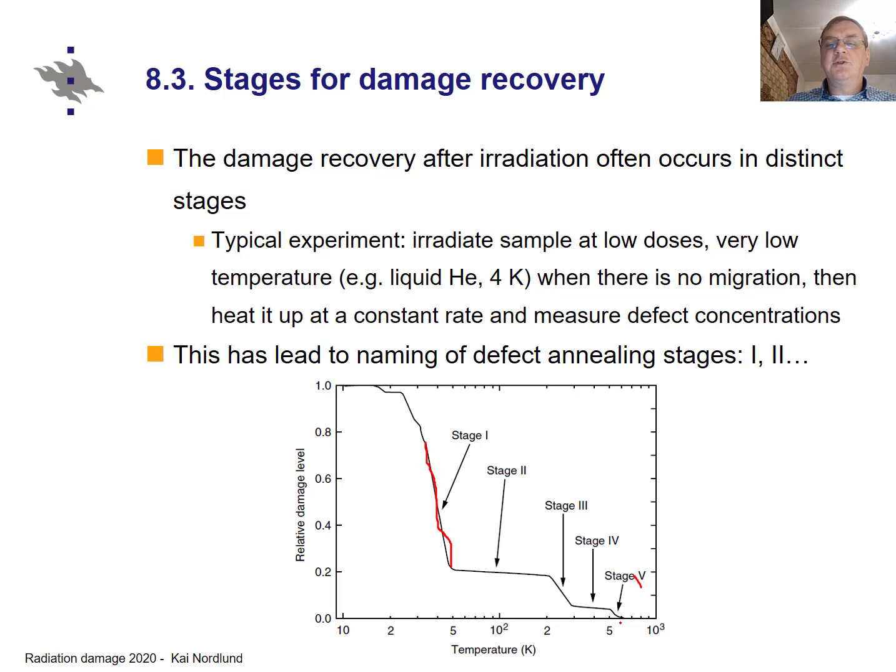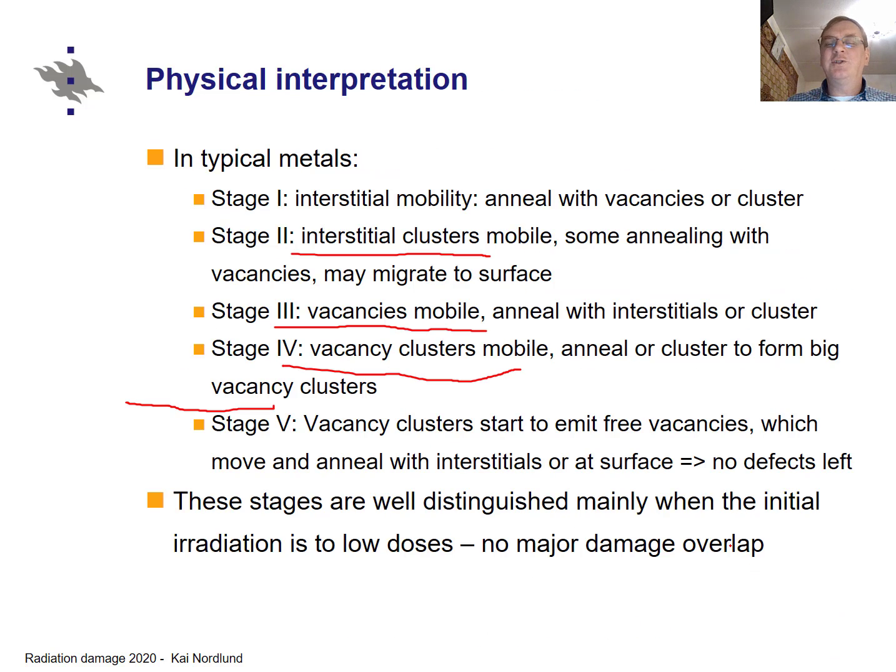So to summarize, you see that really in these plots that after stage 5 we have recovered to perfect crystal, and in copper this stage 5 is around 500 Kelvin. So at 600 Kelvin, by heating a copper sample after irradiation to 600 Kelvin, in principle one should get rid of all defects. But this is true if the doses are low. If the doses are high, one probably gets more complicated damage, and then it's not true anymore.